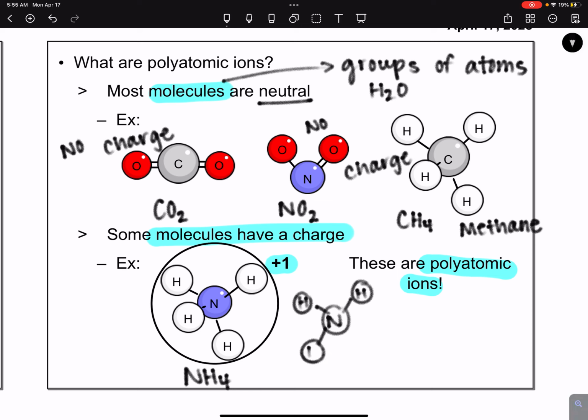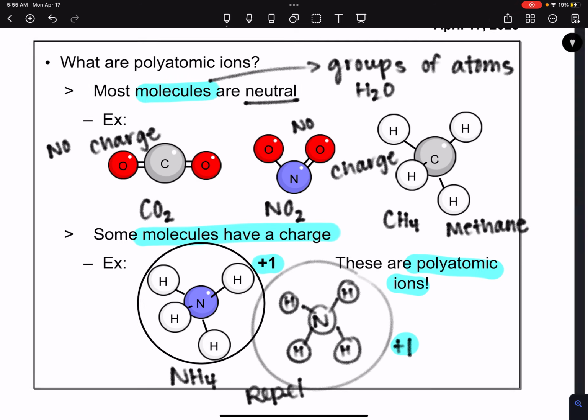And what would happen when these two molecules come in contact is they would repel. Why? Because they're both positively charged. So polyatomic ions behave differently with one another than monoatomic ions do. I guess I misspoke. They behave differently with each other than regular molecules behave with one another.